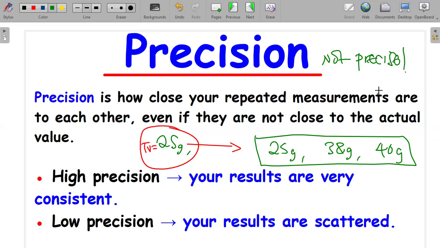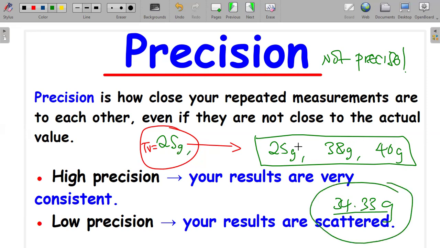And then to know if they are accurate or not, we need to find the average of this, divide by 3. So 25 plus 38 plus 40 divided by 3 gives me 34.33 grams. And we see that this average is not close to the true value. So we are going to say these measurements here, one, they are not precise because they are not close together. Two, they are not accurate because their average is very far from the what? From the true value.